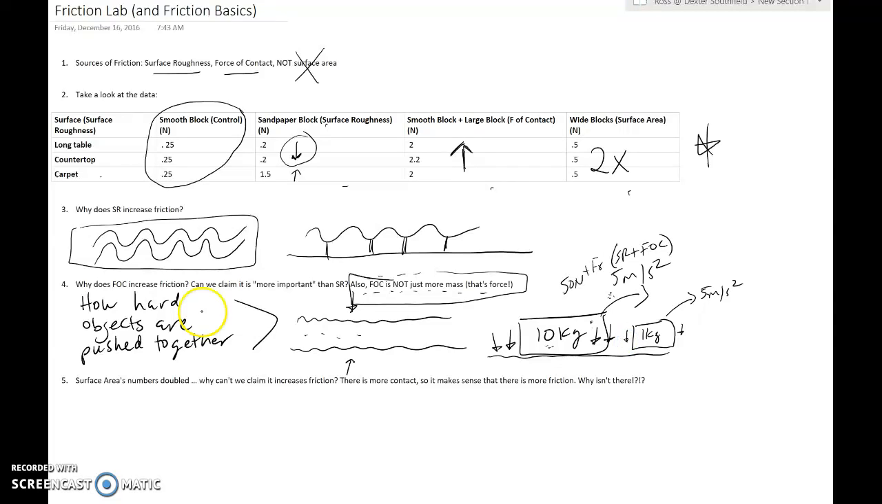Finally, can we claim that force of contact is more important than surface roughness? The answer to that is no. We cannot claim that. While our numbers went up a lot more than for surface roughness, that's because of something that we call the treatment amount. So the treatment amount is how much of the independent variable you apply when you're doing testing.